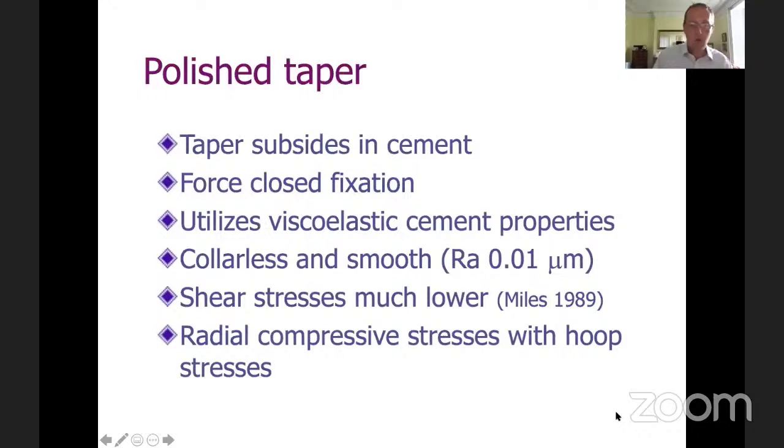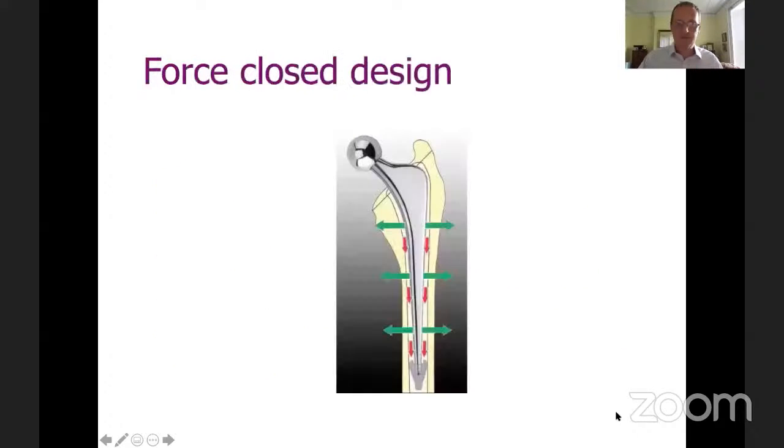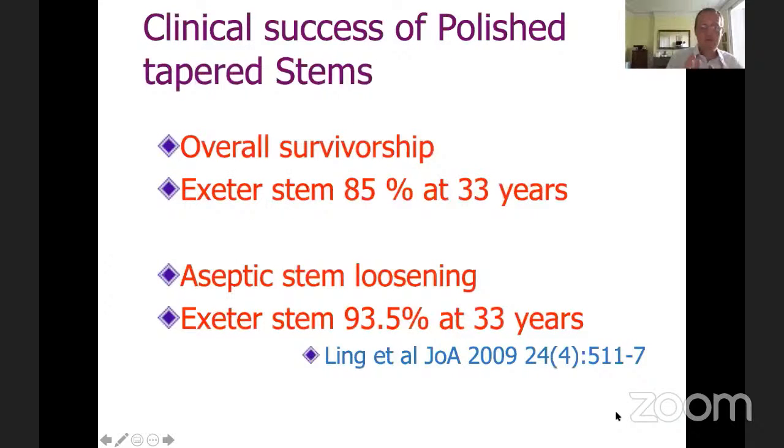So it's favorable. Here we are dealing with a smooth surface, maybe 1/100th of the mean surface roughness of something like the Charnley stem. Shear stress is much lower, and therefore better compressive stress is there. So this is the design that has been proven in all the registries to be successful. And if you look at Exeter's results themselves, overall survivorship at 33 years for their stem is 85%. And for revisions for aseptic loosening, there's a survival of 93% at 33 years.